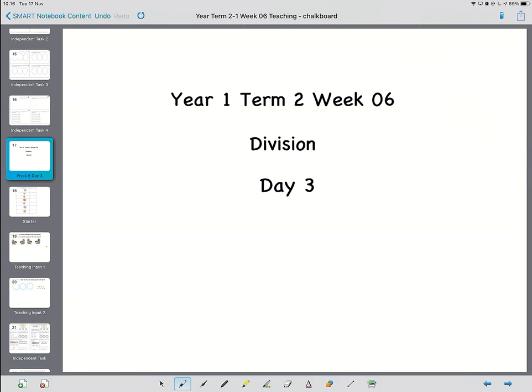Today we're again looking at division, and we're going to apply the sharing we did yesterday to word problems today. So I'm sure you're going to do brilliant with that. But before we get started, we've got a starter to remind you about money.